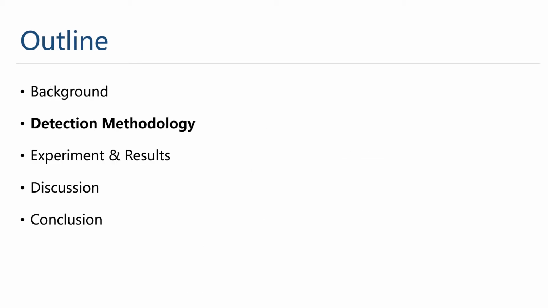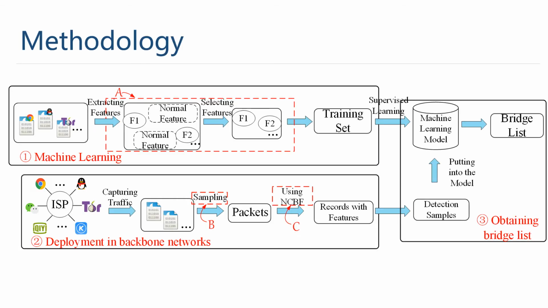And the next part is the detection methodology. Based on the background information, we put forward our method to detect Tor bridge. The methodology is divided into 3 parts. First, we build a machine learning model for detection. Then we sample the traffic in backbone networks and use the new structure to process the packets to get samples for detection. Finally, we put the samples into the model and get the bridge list.